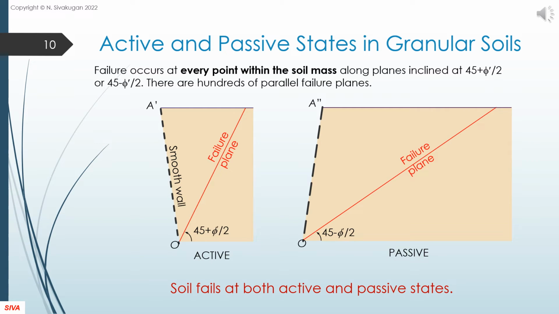The soil failure discussed herein, at active or passive state, happens at every point within the soil mass. We will show that the failure planes in active state are inclined at an angle of 45 plus half phi to the horizontal. In passive state, the failure planes are inclined at 45 minus half phi to the horizontal.